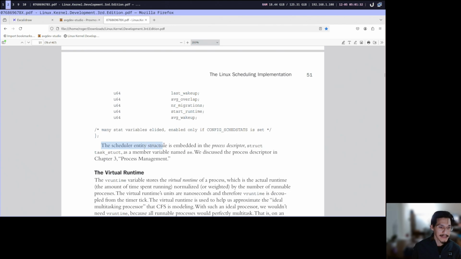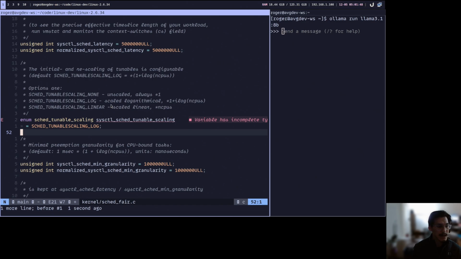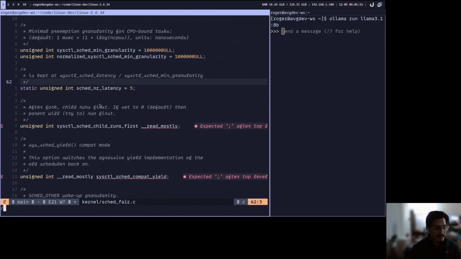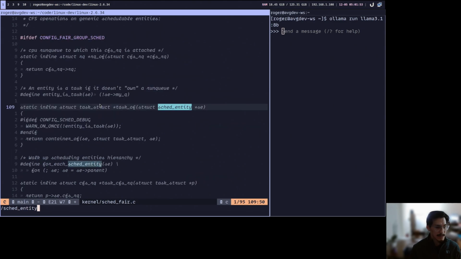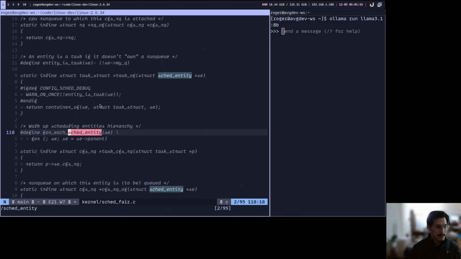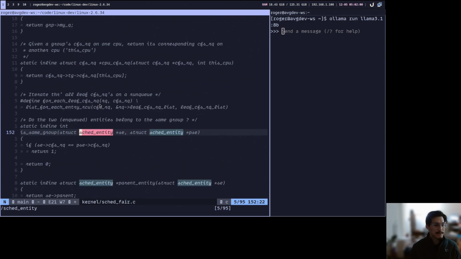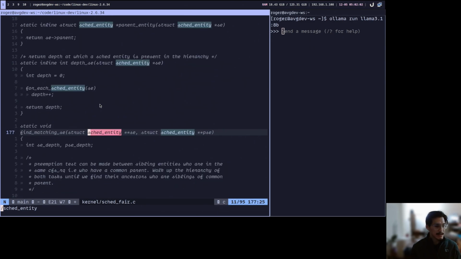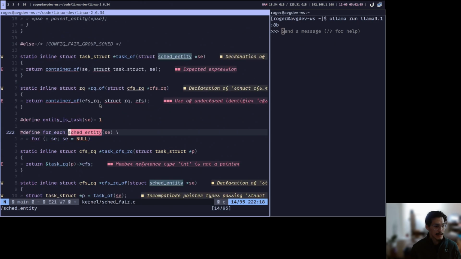The scheduler entity structure is embedded in the process descriptor, struct task_struct, as a member variable, se. We discussed the process descriptor in the process management chapter. So if we were to go here, there's a sched_entity. Static inline task_struct, task_of. Is there something that defines it?